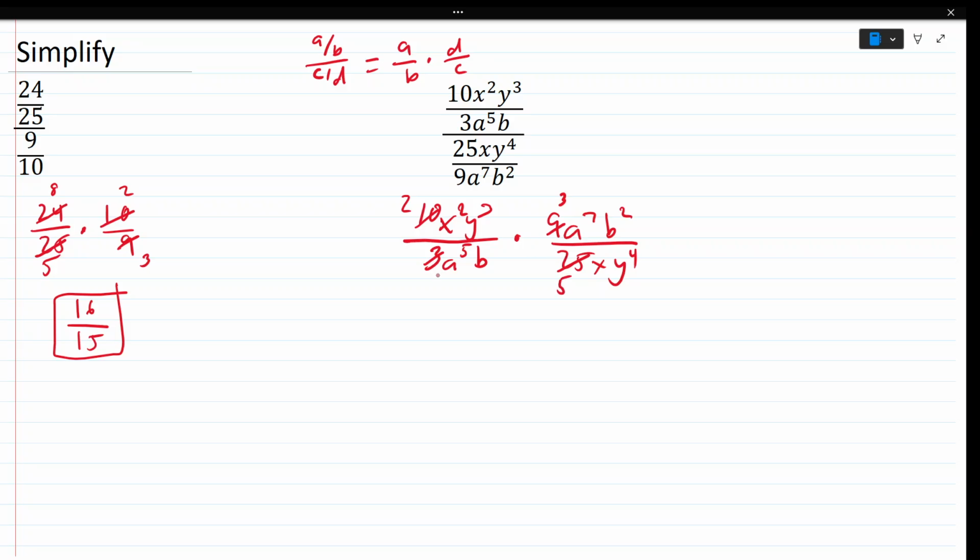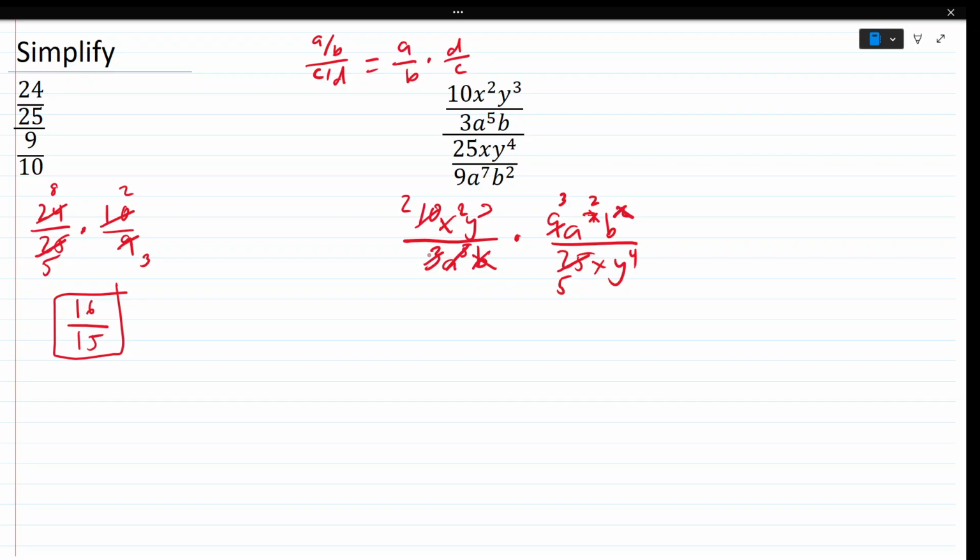of the second. And now looking at the variables, let's see, doing the a's first, we have a to the 5th in the denominator of the first one, a to the 7th in the numerator of the second. So 5 of the a's cancel, and you would still have 2 a's left over. And for the b's, you have b by itself in the denominator of the first, and b squared in the numerator of the second.